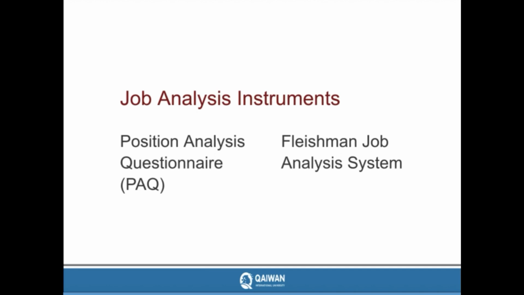And we also have the Fleishman job analysis system. This is a bit more focused on human abilities. It analyzes the job based on the abilities required to perform it. The PAQ, as we talked about before, focuses more on job tasks and is also structured. But the Fleishman system focuses more on the abilities needed by the person.